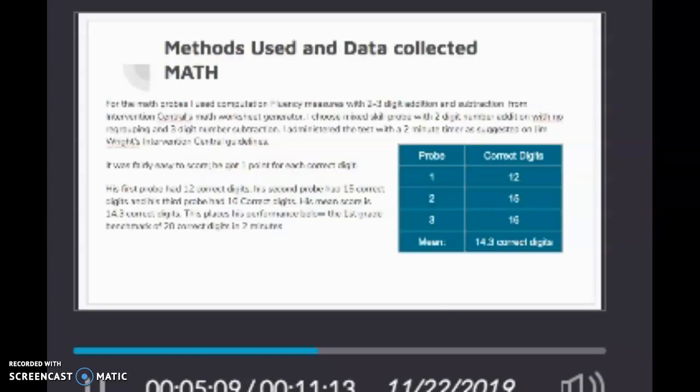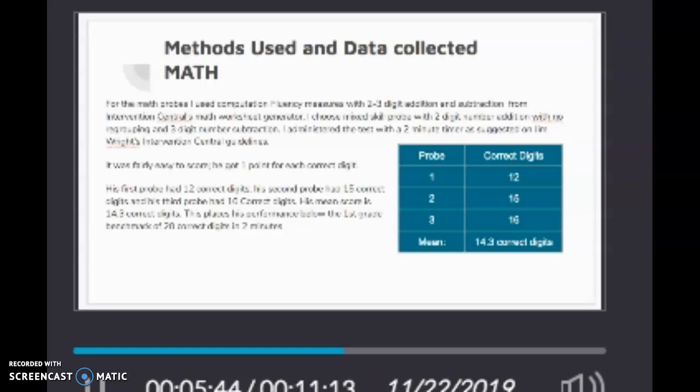For the math CBMs, I use the Computation Fluency math worksheet generator on the Intervention Central's website. I chose a mixed skill probe with 2-digit number addition with no regrouping and 3-digit number subtraction. They were combined on one worksheet that had 12 problems on it. I administered the test with a 2-minute timer as suggested on the Intervention Central guidelines.